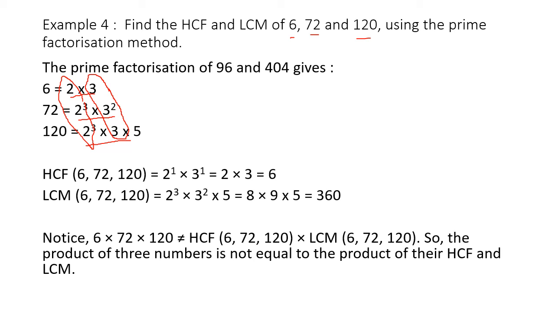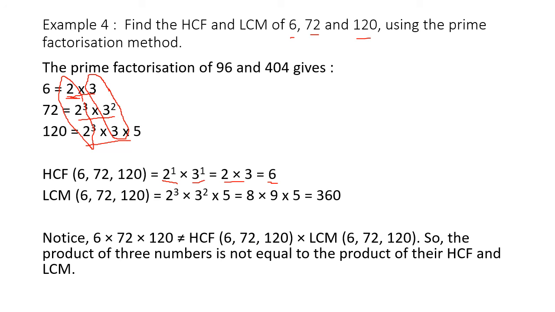But what will you take? The smallest power. So here the smallest power is 2 raised to 1. Here it is 2 cube and 2 cube, so I'll take 2 raised to 1 as the smallest power. And here the smallest power is 3 raised to 1. So 2 raised to 1 into 3 raised to 1 is 2 threes are 6. So this is the HCF.